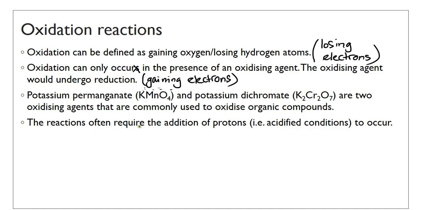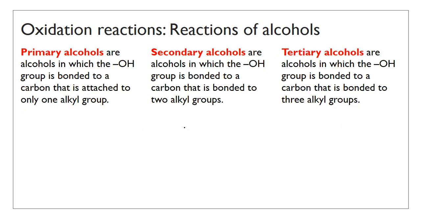You also normally require the addition of protons. So normally we're going to have acidified conditions so that you have enough hydrogen atoms to balance the half equations. Okay, so there are two, well, really only one type of oxidation of organic compound that you need to know for BC chemistry, and that is the oxidation of alcohols.